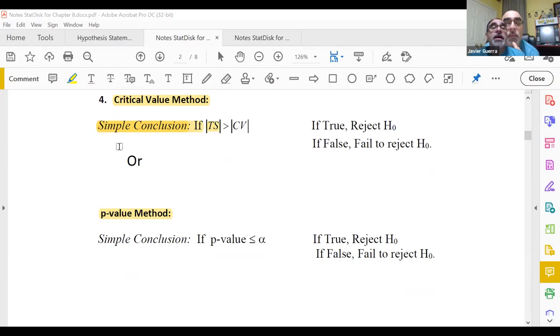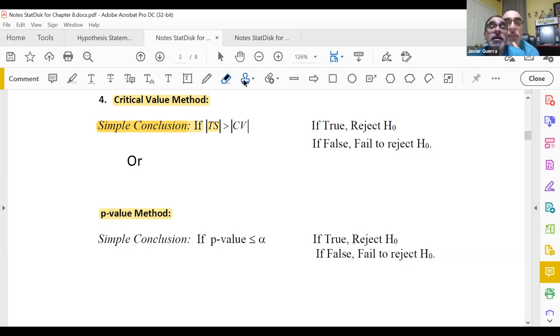Okay, it's called critical value method or the p-value method. It doesn't matter which one you do, you both get the same results, okay? Now, if you choose to do the critical value method, you're going to use this formula.